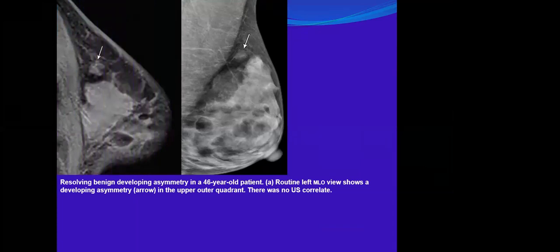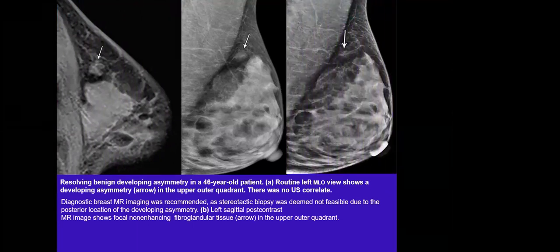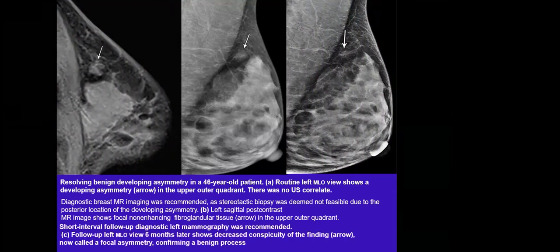And in this patient here, there is an area of developing asymmetry, you see, and the MRI demonstrates a non-enhancing area of fibroglandular parenchyma here, for which we just followed the lesion by mammography and it revealed regression of that island of breast tissue in a short-term follow-up MLO, 6 months follow-up, I mean. So it confirmed just a benign process.